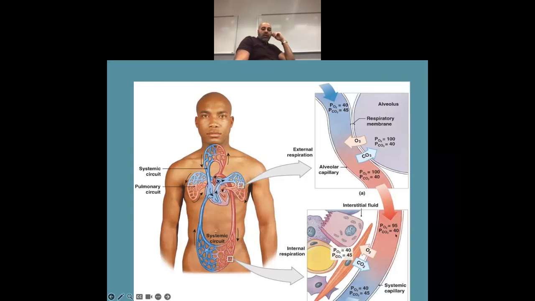Then we see the vice versa at the tissue. We have high oxygen coming in, low CO2. We have low O2, high CO2. Because of gradients, O2 should rush in, CO2 should rush out. And on the back side of that, we should see low O2, high CO2, and we loop back to the lungs.